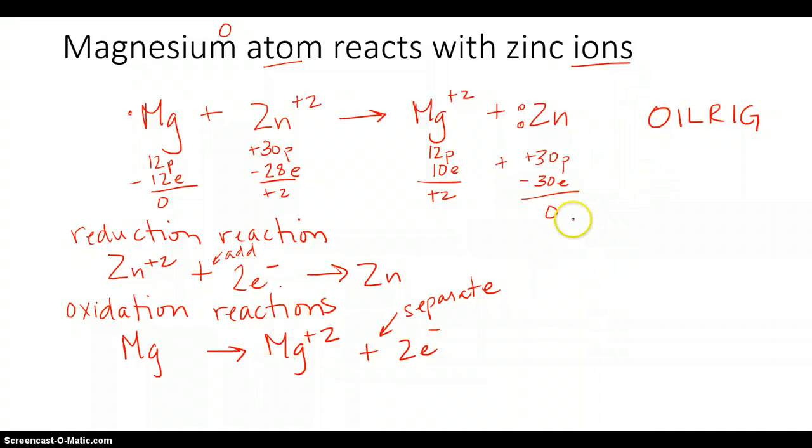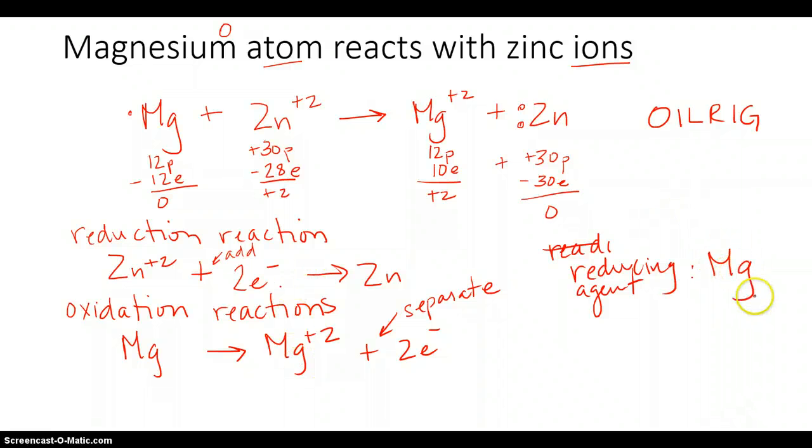Okay, the next thing is finding the reducing agent, I should say. Reducing agent. So the reducing agent is the one that caused the element to reduce. So zinc added electrons, and the reason it did is because magnesium gave it that. So it's always the opposite. So in this case, if zinc is in our reduction reaction, our reducing agent is the magnesium.